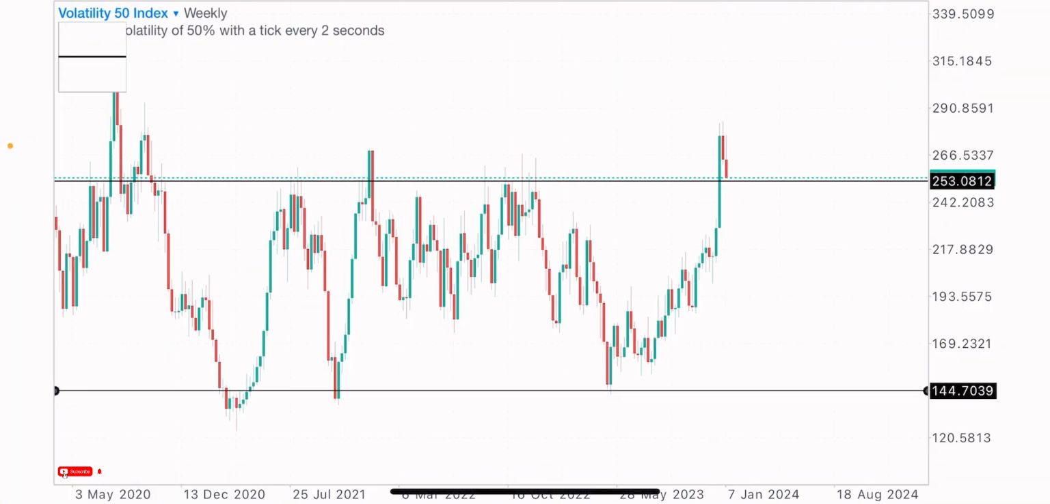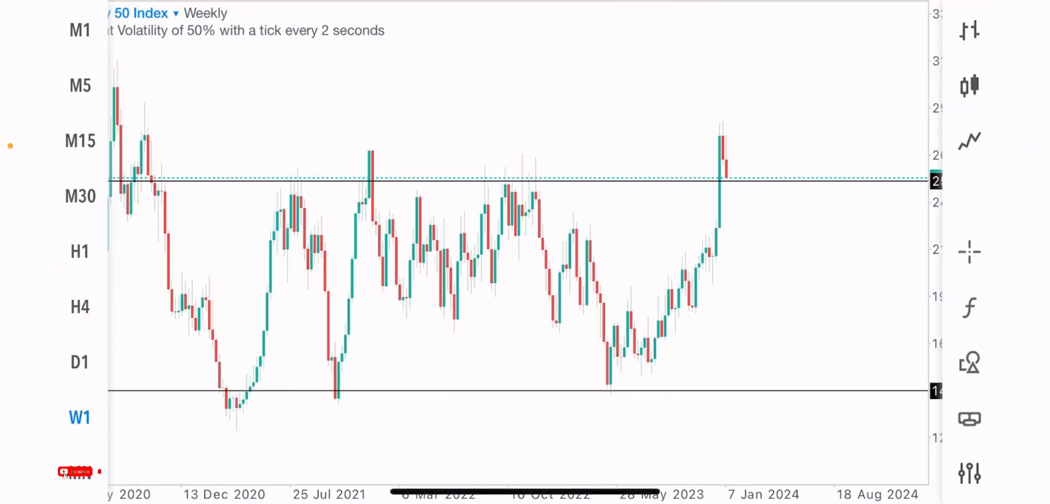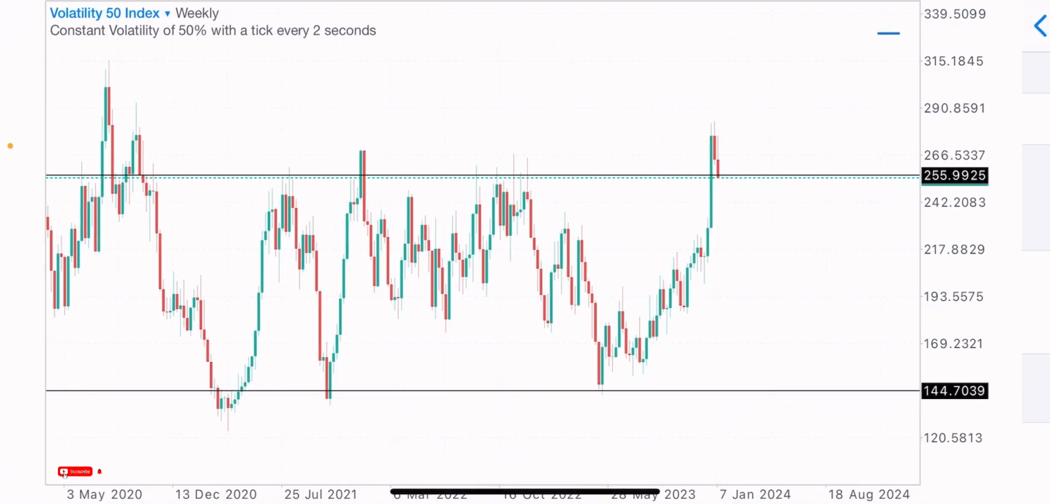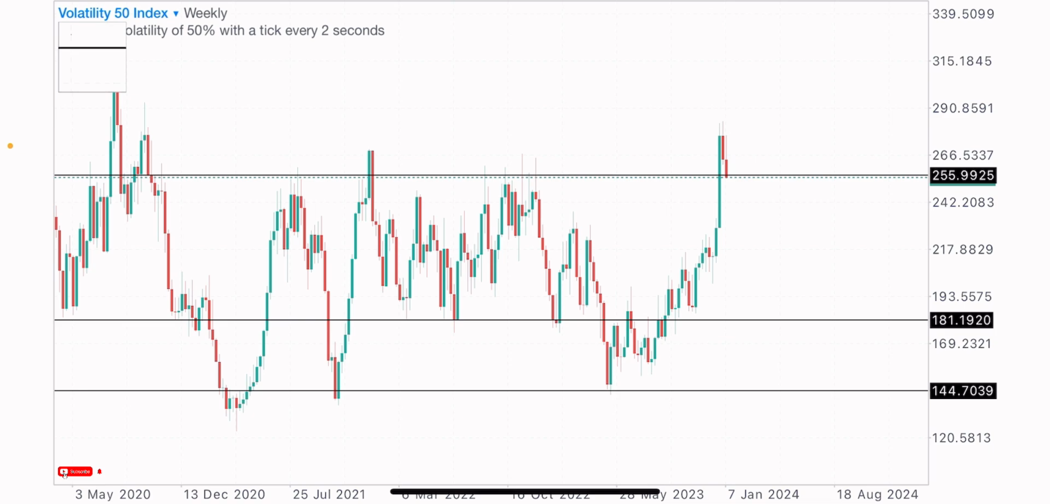I don't fail to identify these levels. I always make sure I spot these key levels and key zones on a higher time frame. So we got these two levels, these two key zones, and we have our next level at this point. This is our intermediate level.